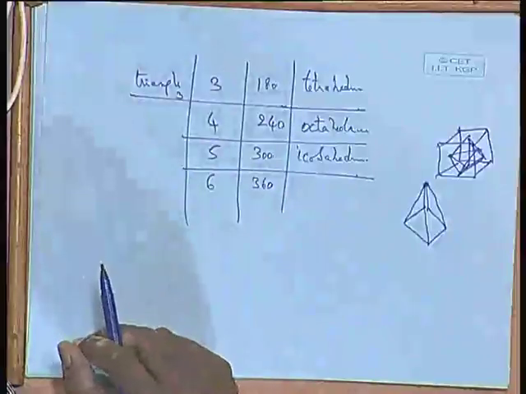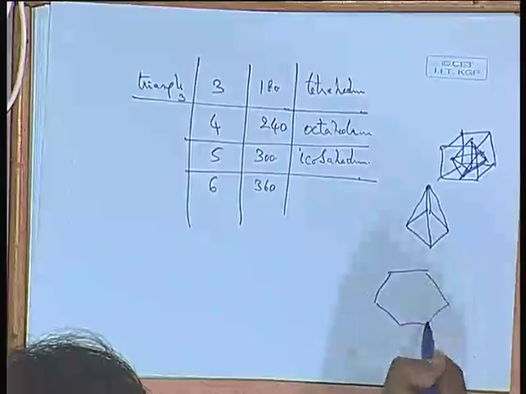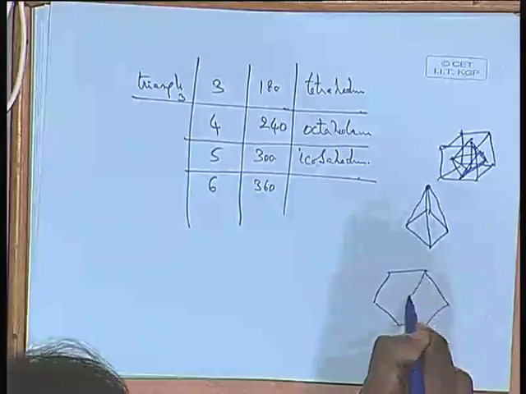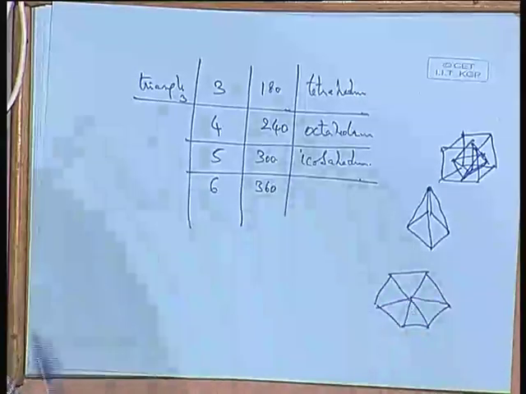360. And what would be such a solid? It's not a solid. You imagine six equilateral triangles meeting at a point, what would it become? It would be like a hexagon. Imagine a regular hexagon. A regular hexagon is nothing but six equilateral triangles meeting at a point. That is a regular hexagon.